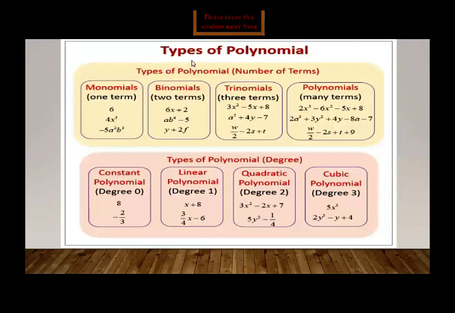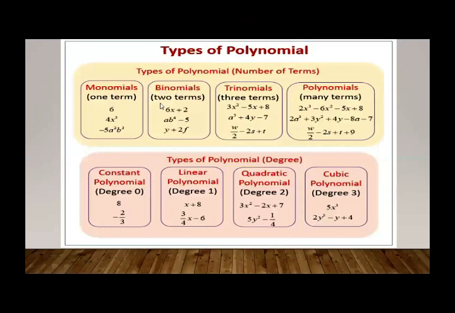Now we see what are the further types of polynomial. There are two further types of polynomial: according to number of terms and according to degree. First of all, we see the types of polynomial according to number of terms. There are four: monomial, binomial, trinomial and polynomial. Mono means 1, so the polynomial having one term is known as monomial, like 6, 4x cube, minus 5x square b cube.